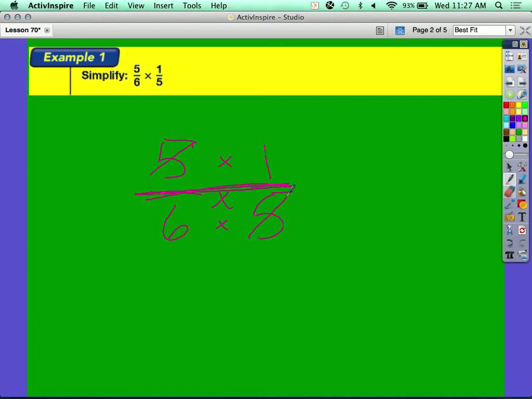Remember they turn to ones, we just kind of say we get rid of them because 1 times anything is whatever that other number is. So you kind of get rid of it. Now, all I have left on top is a 1. I have a 6 down here. They don't match up. So top I have 1 times 1. Bottom I have 6 times 1, which is 6.